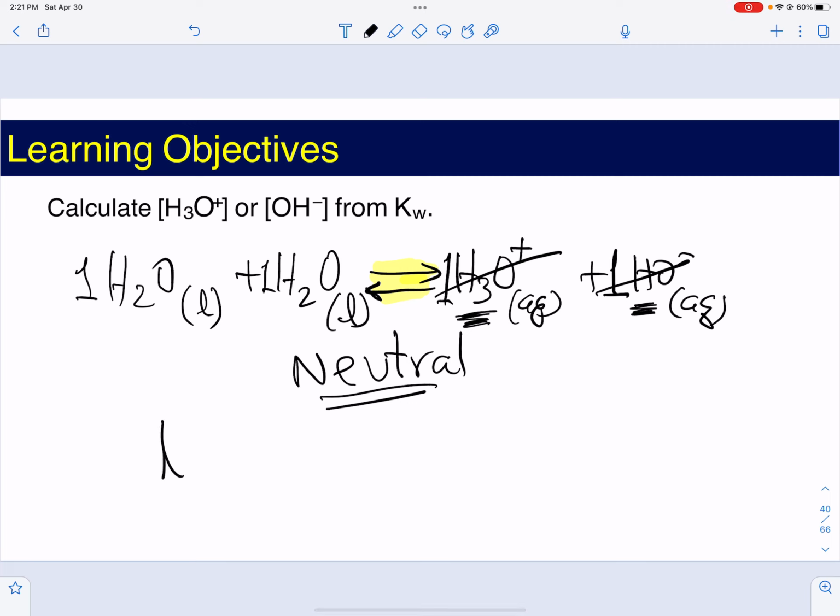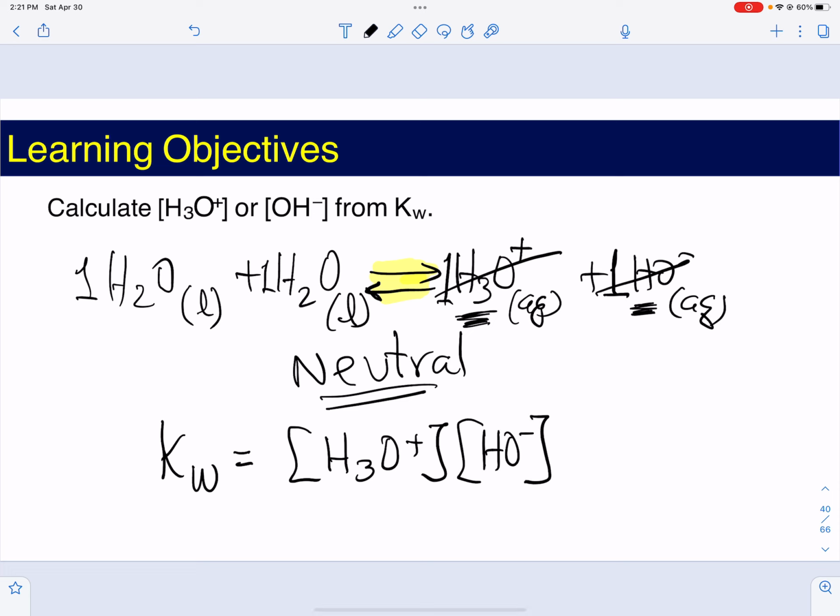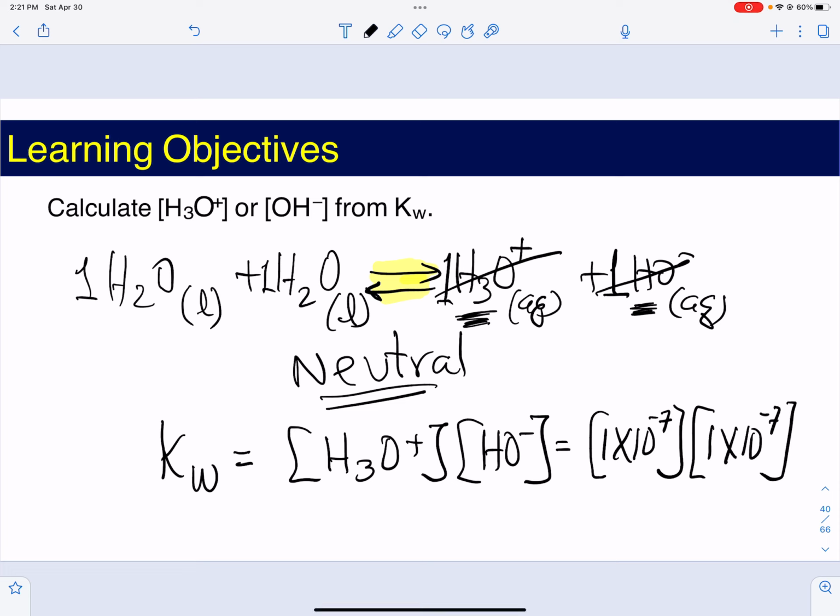So what we call Kw is the multiplication of the concentration of the hydronium times the hydroxide. And remember, I told you that it was only one molecule out of every 10 million. That's actually 1 × 10⁻⁷, one of every 10 million. So the hydronium is going to be 1 × 10⁻⁷. The hydroxide is going to be 1 × 10⁻⁷. So when we multiply those two together, the value for Kw is going to be 1 × 10⁻¹⁴.